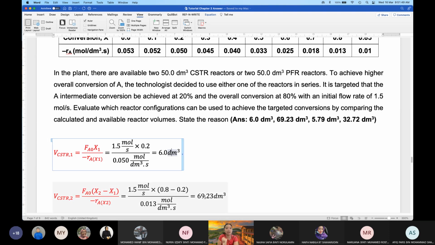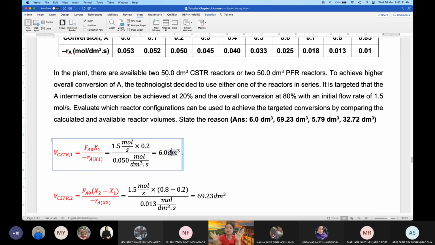However, for the second reactor, if you realize, you need at least 69.23 dm³. Only then can you achieve 80%. But in my plant, the second CSTR volume is only 50. So it means not enough, because you only have 50 dm³, but actually you need at least 69. So you can say that for this configuration, although the first one can be used, the second one cannot be used, so the entire configuration cannot be used. Because to achieve 80%, both reactor volumes need to be fulfilled. Only then can you use the reactors.